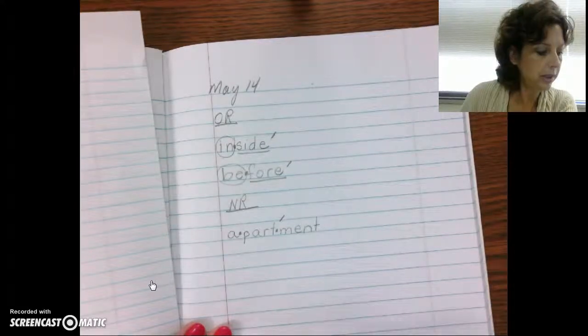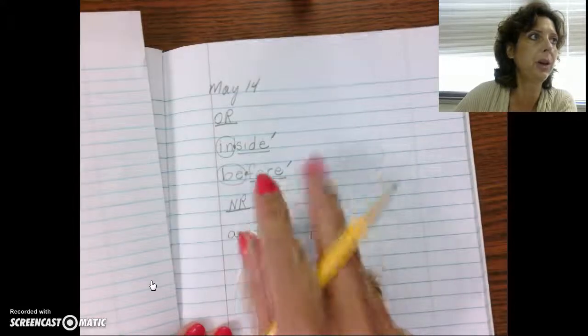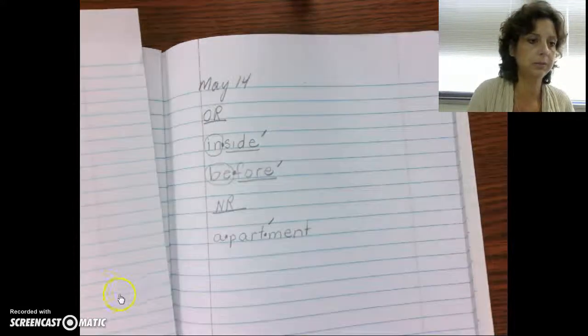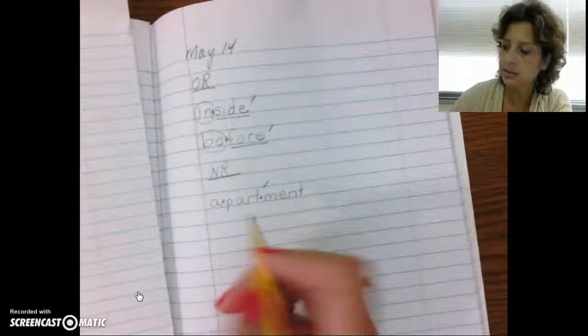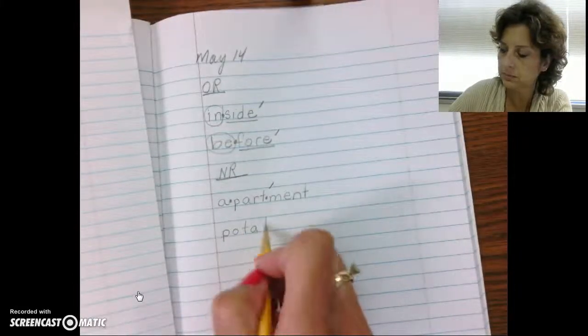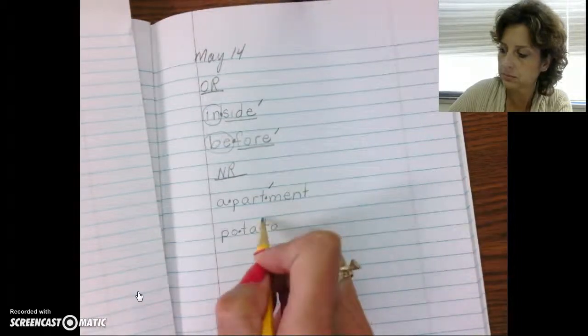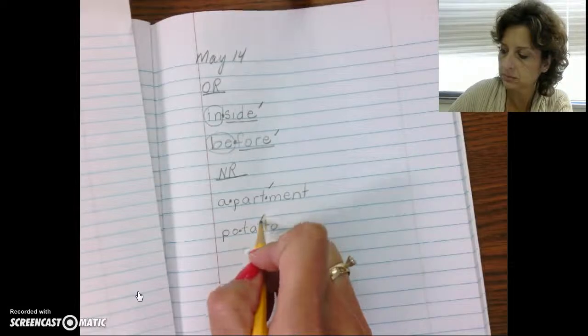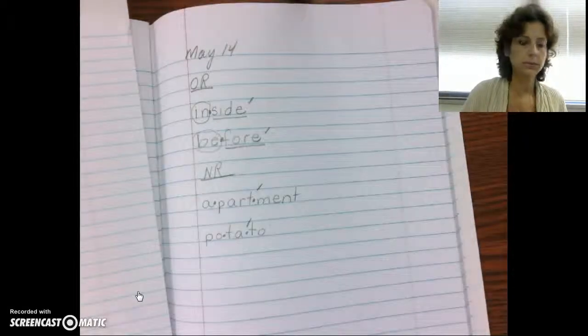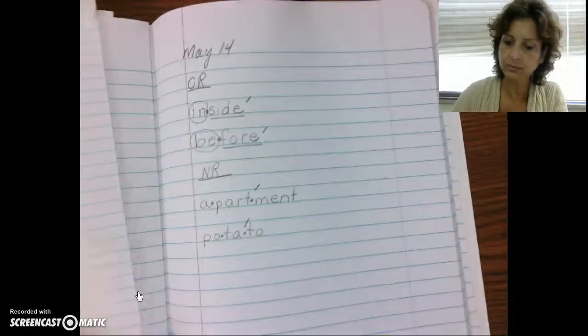The next word that you need to write is potato. Potato. 3 syllables. And this is what you should have written. All right. New skill.